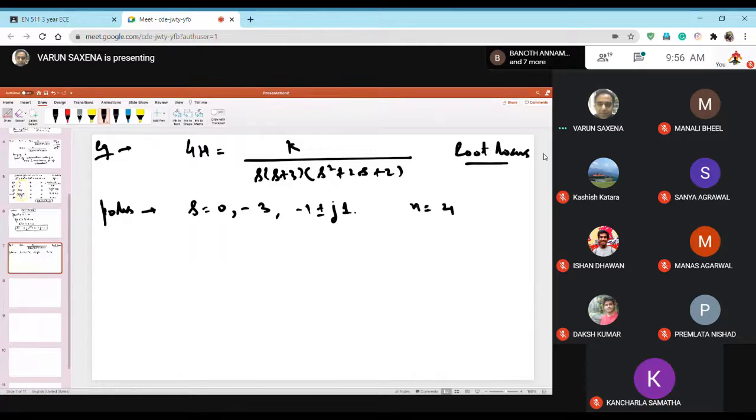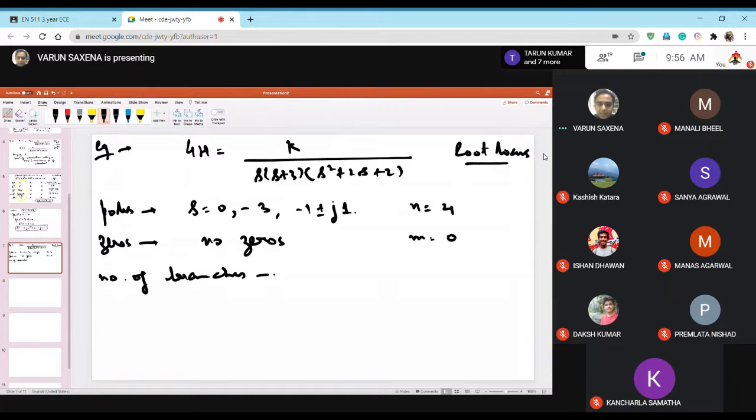How many zeros? There is nothing, so I should just write no zeros. So your m is equal to 0. How many branches? Number of branches will be 4, and they basically will be equal to n.